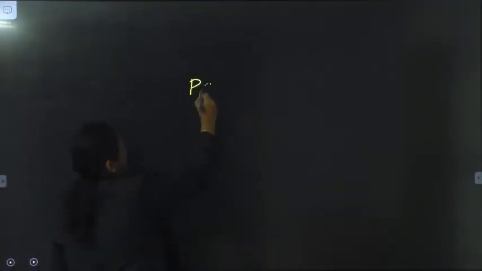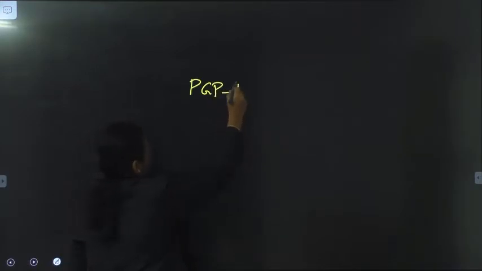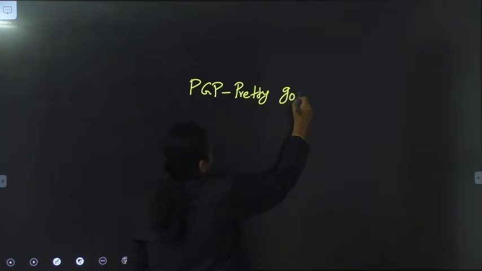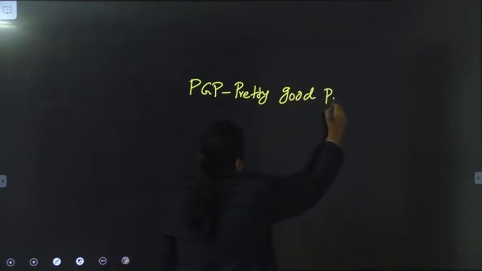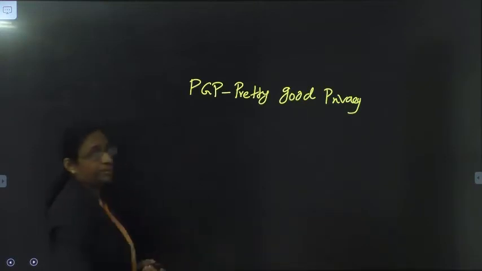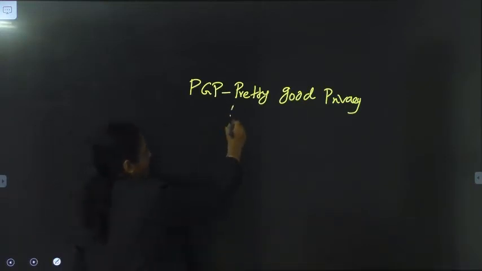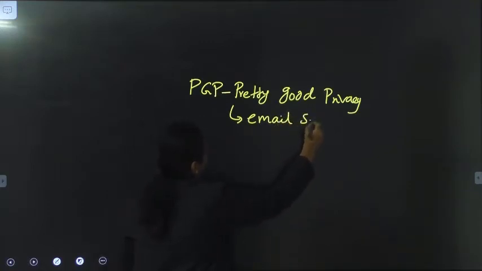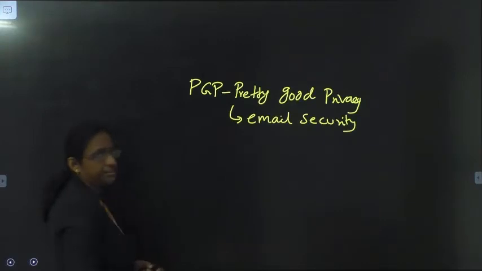That is about PGP, where PGP is nothing but Pretty Good Privacy. Pretty Good Privacy provides email security. To provide this email security, it will be using four operations.